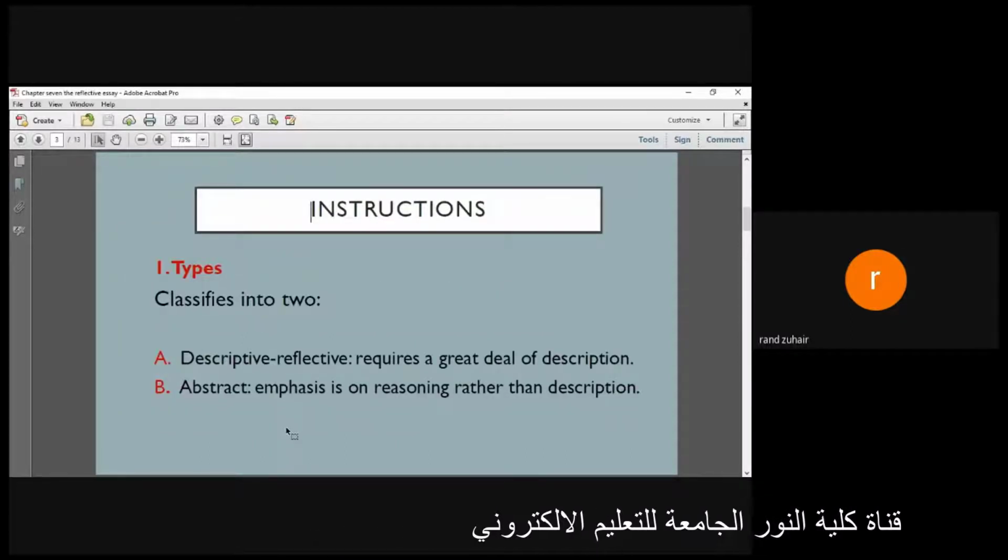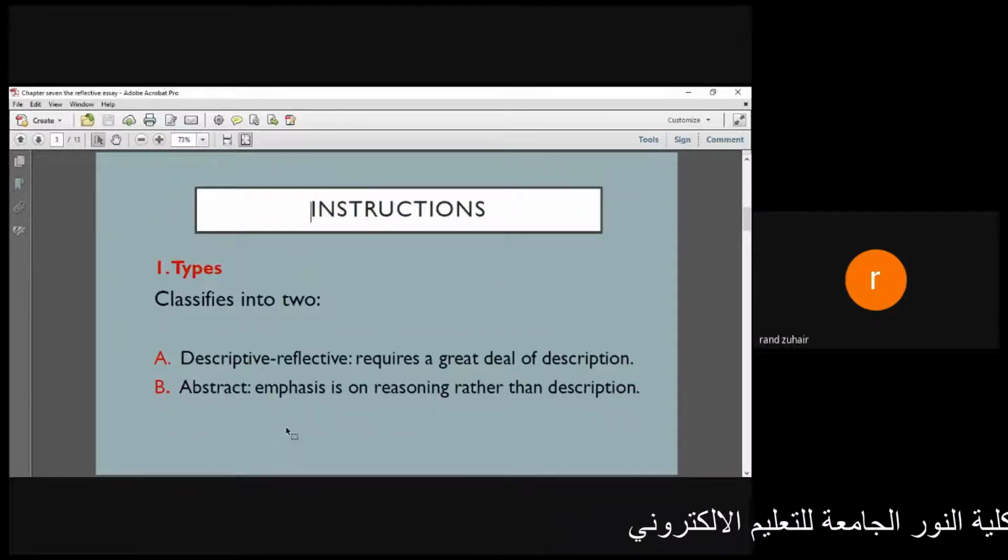The instructions, as we have explained in chapter 5 and 6 in the literary essay and short story, here also in chapter 7 in the reflective essay, we have instructions that the writer is going to follow in order to conclude or to extract a good reflective essay. First of all, number one, types. In fact, there are so many types of reflective essay, but in this chapter or this book, the author classifies into two types: descriptive reflective and abstract.